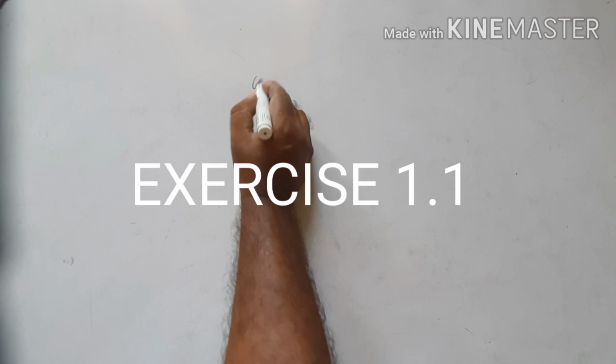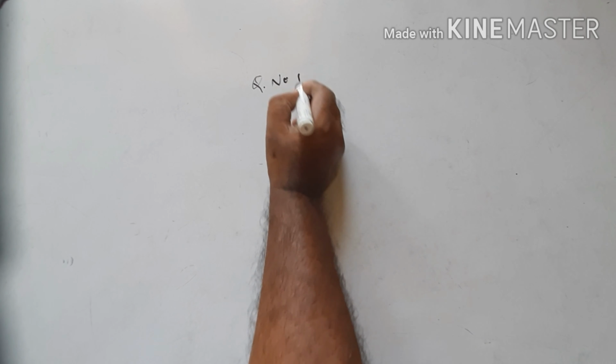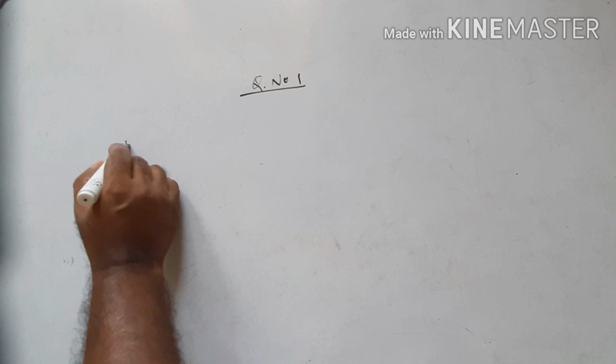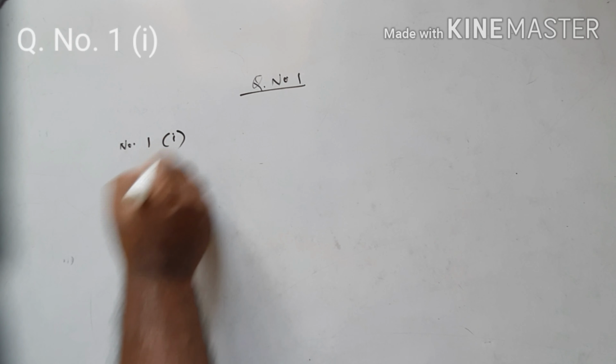Today we discuss the solution of exercise 1.1 of Relations and Functions. Question number 1: we have to show that the following relations are reflexive, symmetric and transitive. Question 1 (i).